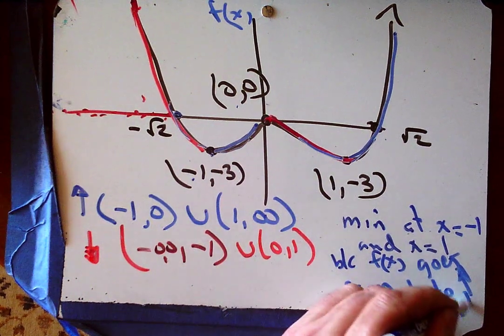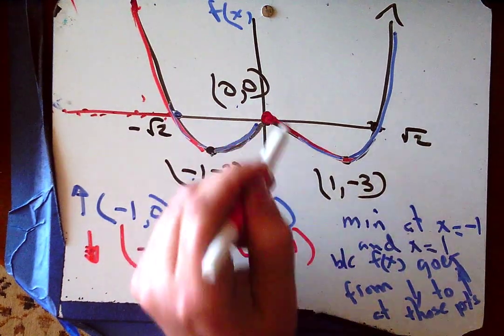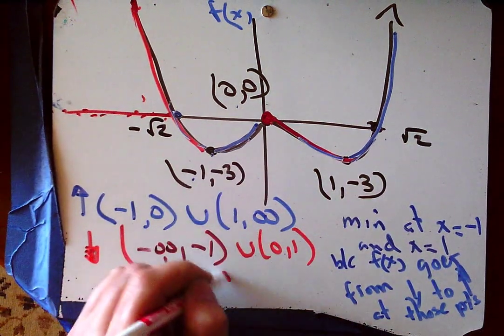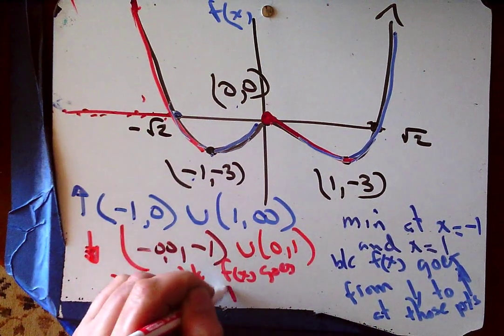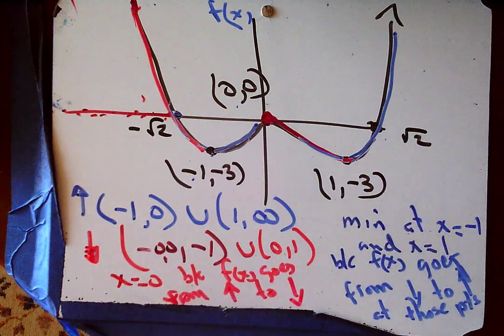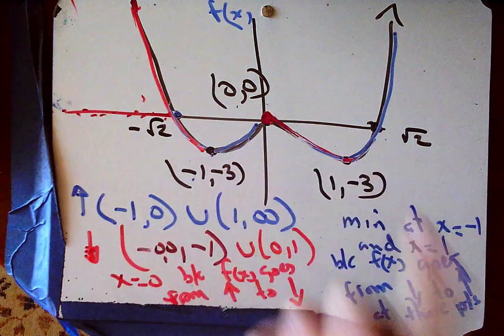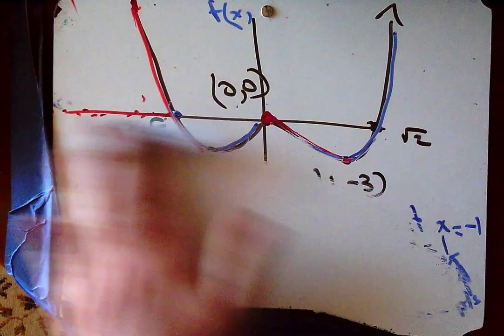All right, we did mins, but we still haven't done max. Where's max? Well, max is here. There's a max at x equals 0 because f of x goes from increasing to decreasing. That's the only place on our graph where we go from blue to red, where we go from increasing to decreasing. Okay, so now I want to do something really great because that was easy piece of cake, right?